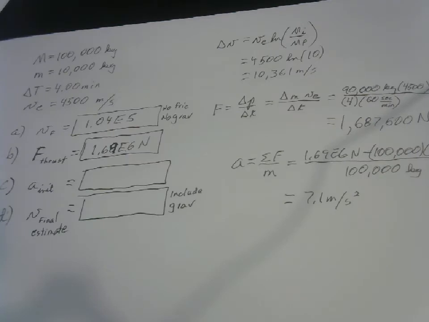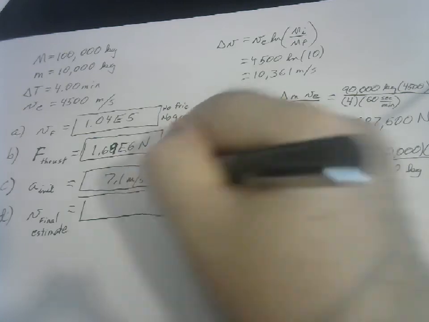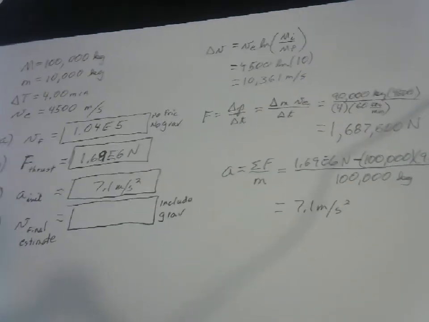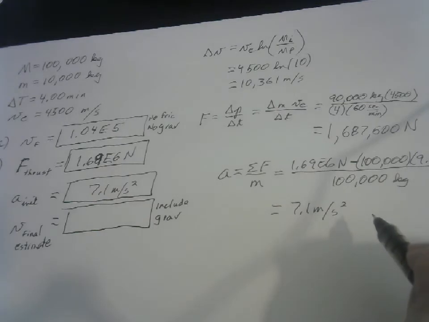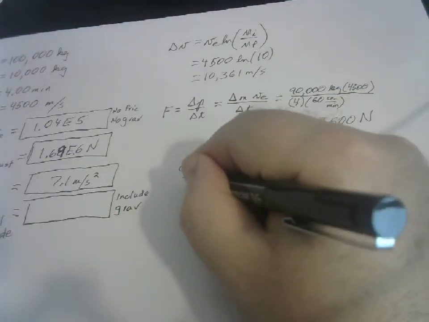As an estimate of the final speed, including gravity, one way we could calculate it is to assume it continued to accelerate at this rate, or we could assume it is accelerating at a greater rate. You know what? I think I'm going to find, this was acceleration initial.